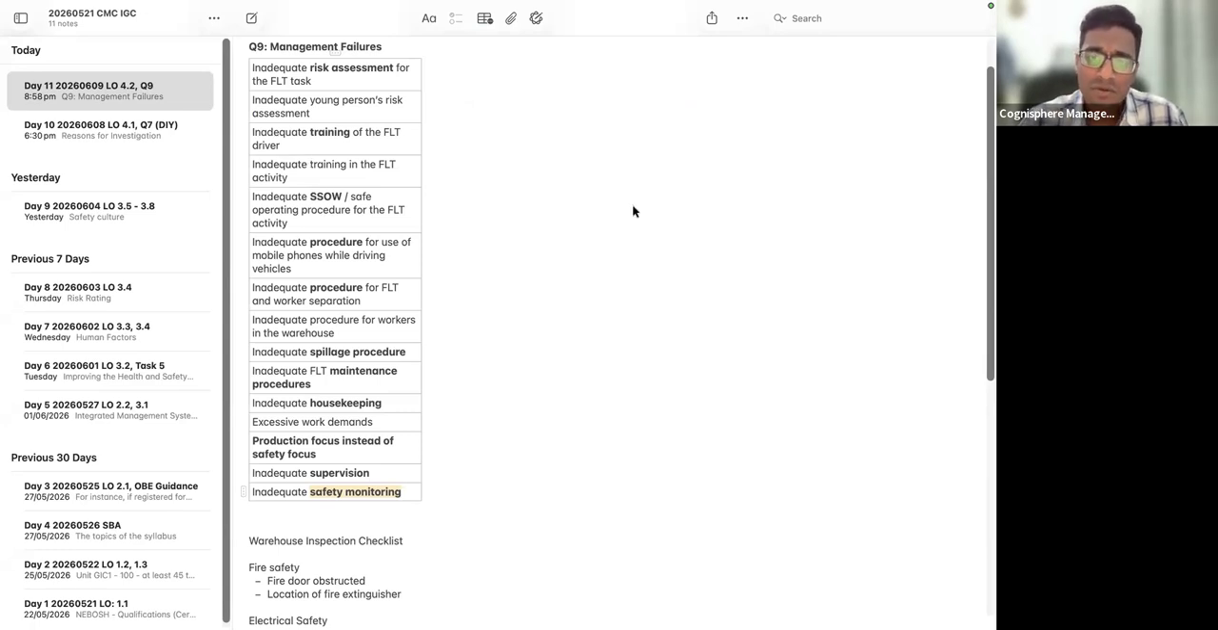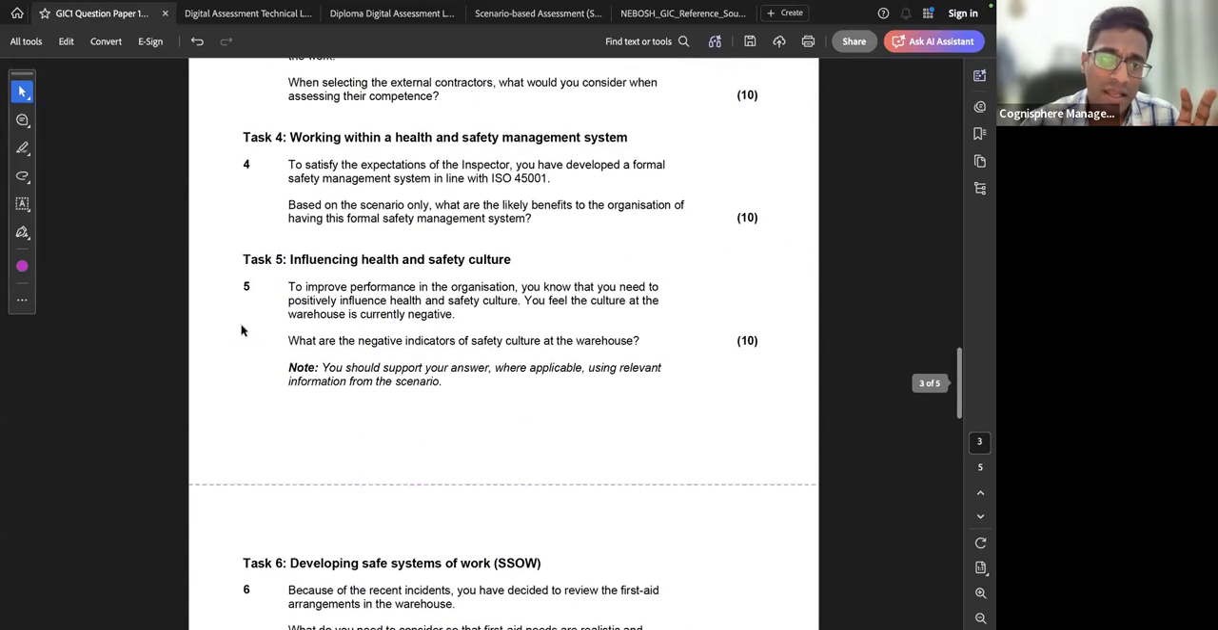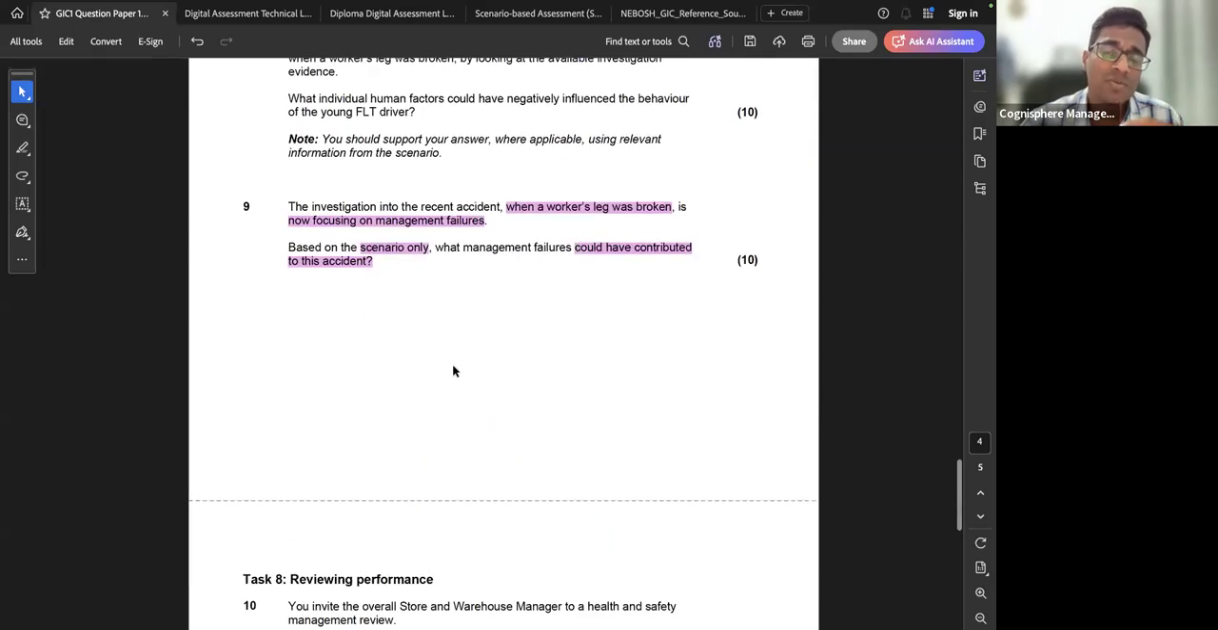So clearly understand the difference between question number 9 and question number 5. In 5, it is about the negative indicators. Negative indicators include mostly the immediate and underlying causes. Whereas question number 9, management failures, focuses on the root causes of the accident.